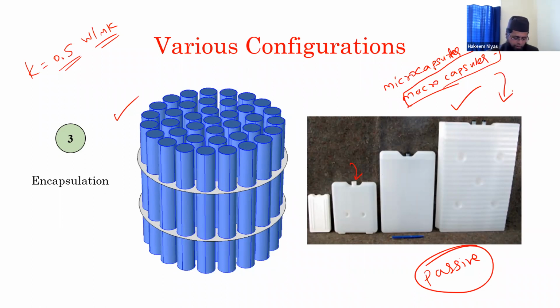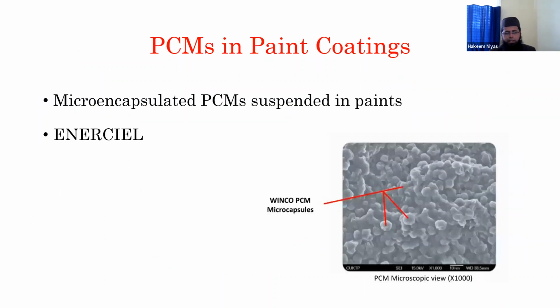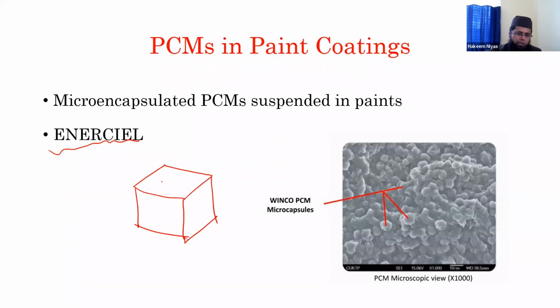This is the easiest one. But if it is already built, how do we do it? In that case, recently one company, Enerseal, has come up with paints in which the microcapsule PCMs are suspended. The best way in thermal management of any home, in my opinion, is this: we have the top roof.